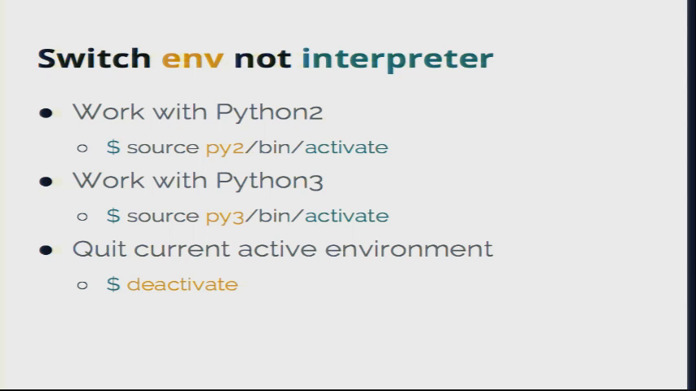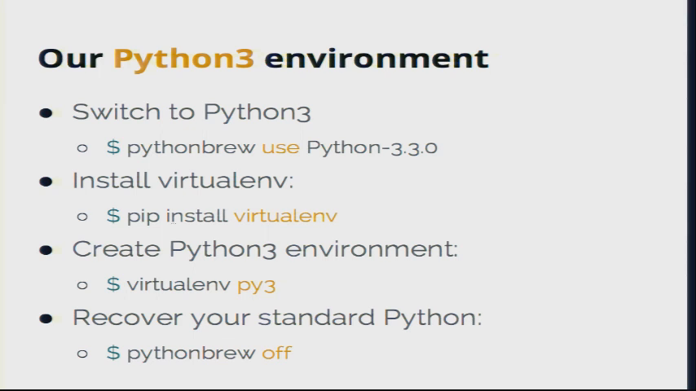Okay, that's because you didn't turn off pythonbrew. Make sure you run the last command, pythonbrew off. Because the first command, pythonbrew use, enables Python 3.3 for your current shell. So if you don't turn it off, you will always end up being on Python 3.